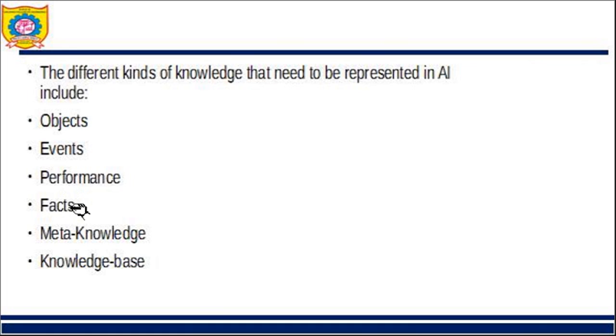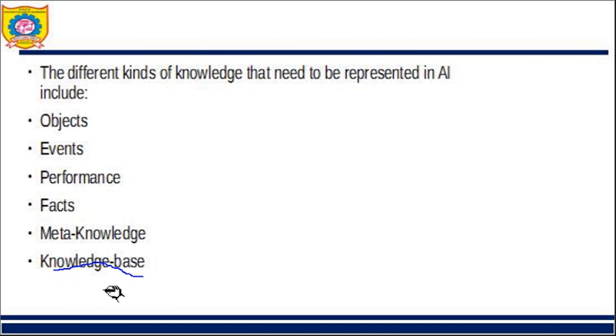Okay, meta knowledge, metadata. Metadata is nothing but data about data. So it is knowledge about what we know. Next is facts. What is a fact? A fact is nothing but the truth of the real world, okay, what we represent. And finally, knowledge base. Knowledge base is represented as KB. It is the central part of knowledge base agents. It is the way information is represented. So whatever knowledge you have, you are going to represent in the knowledge base.